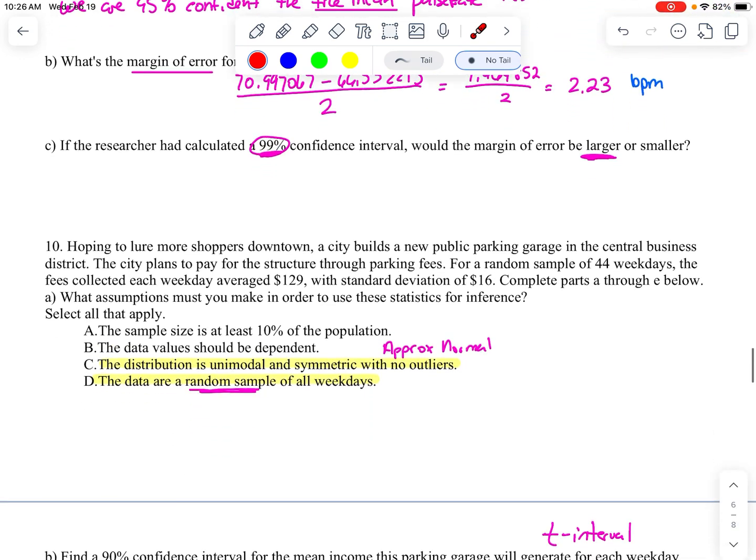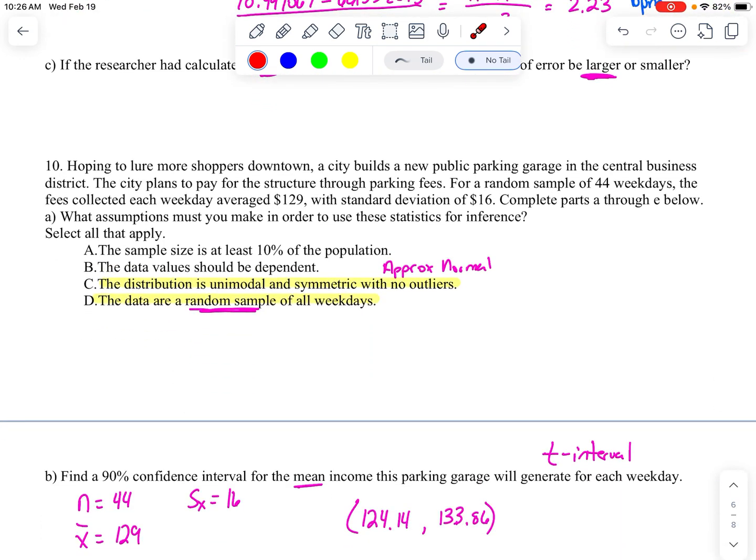Okay. In number 10, we're talking about hoping to lure more shoppers downtown. Again, this is going to be a T procedure because we're talking about 129 as my mean, 16 as my standard deviation, and my sample size is 44, and those are all the different things that we need. If we were going through these procedures for real, or if you had taken class, we'd have to go through a whole thing of assumptions that need to be met before we can do that.